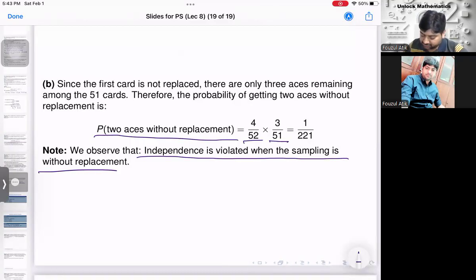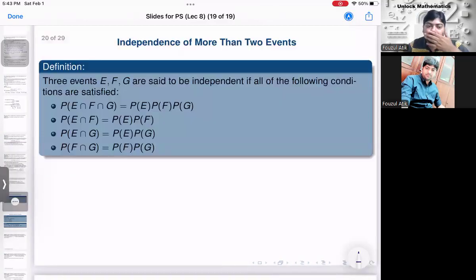Okay, let me move to a few new concepts. Now we have seen the independent event definition: whenever you have two events, they are independent if their intersection probability is equal to the product of their individual probabilities. So if three events are independent, then the probability of all three intersections should be equal to their multiplication. Then individually, if you take all the two-event combinations, they should also equal the product of their individual probabilities. So this is the definition of independence for three events.